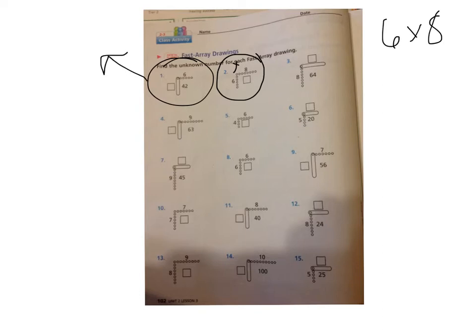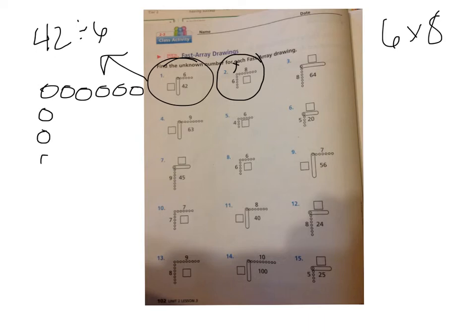6 times something equals 42. So you could either do 42 divided by 6, or you could figure out, okay, 6, and then 3, 4, 5, 6, that would be 6, this would be 12, 18, 24, 30, 36, and 42. So I'm actually just counting as I'm doing that. So how many do I have? 1, 2, 3, 4, 5, 6, 7. So I would know that 6 times 7 equals 42. So that's how you can use the fast array instead of filling it all in.